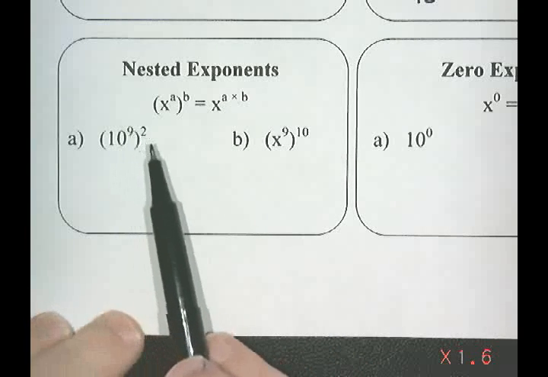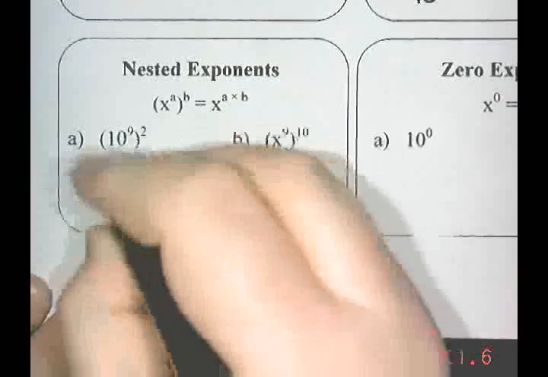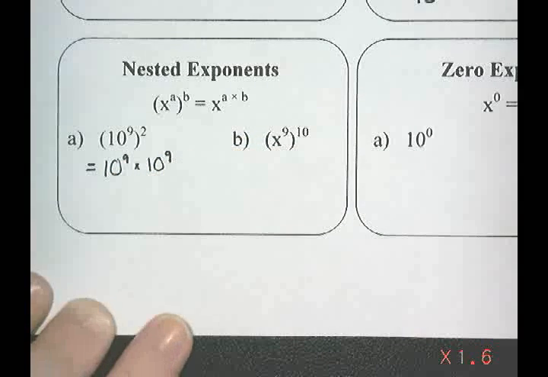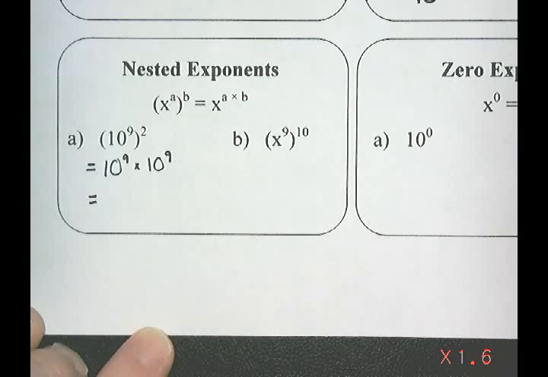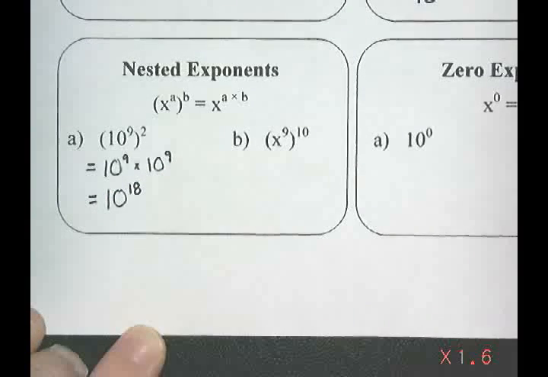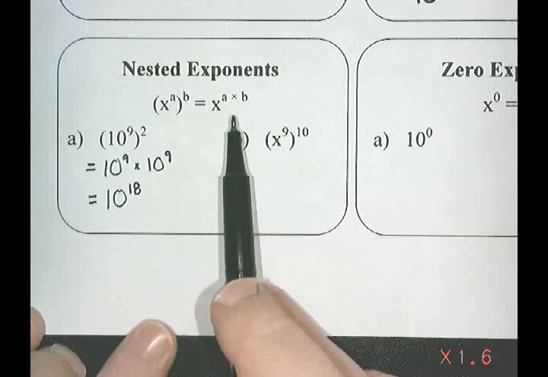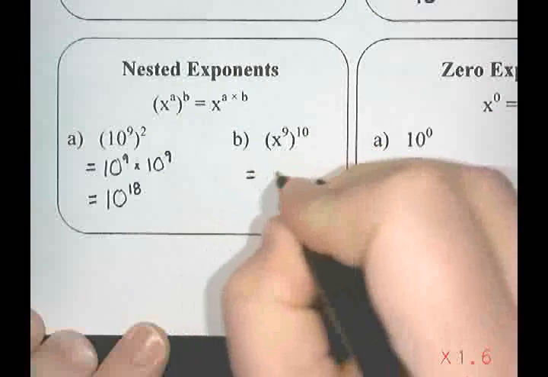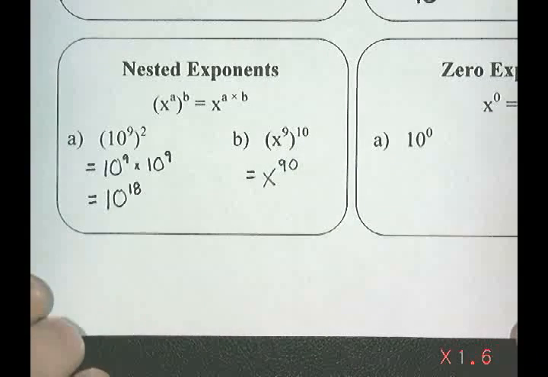So 10 to the 9 to the power of 2, I'm going to try to prove it with this one. 10 to the 9 to the power of 2 would be the same thing as 10 to the 9 times 10 to the 9, right? It repeats itself 2 times. And we just learned that with multiplication, you add your exponents. So 9 plus 9 would give me 10 to the power of 18. And if I check, 9 times 2 equals 18. So that means the rule really does work. So x to the 9 to the power of 10, we leave the base x and we multiply the exponents. So 9 times 10 would give me x to the power of 19.